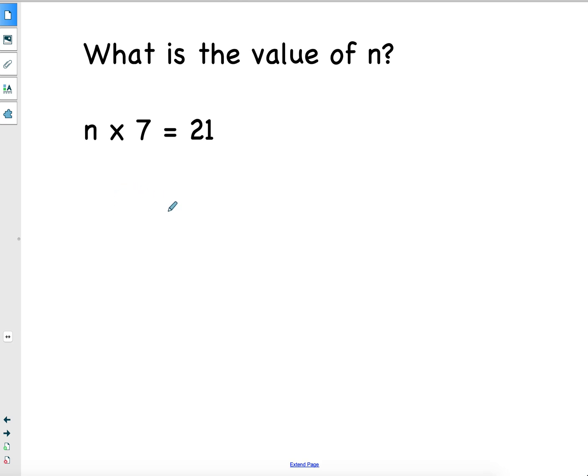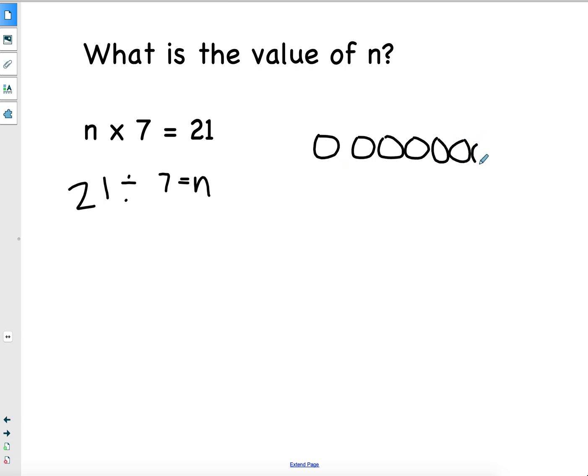So the same is true for this one. I can use inverse operation. 21 divided by 7 equals n. I can use my 7 facts, or I can use an array. I'm going to go ahead and use an array, show you how to solve using an array, just in case we forgot. It's been a while since we've added, multiplied and divided.